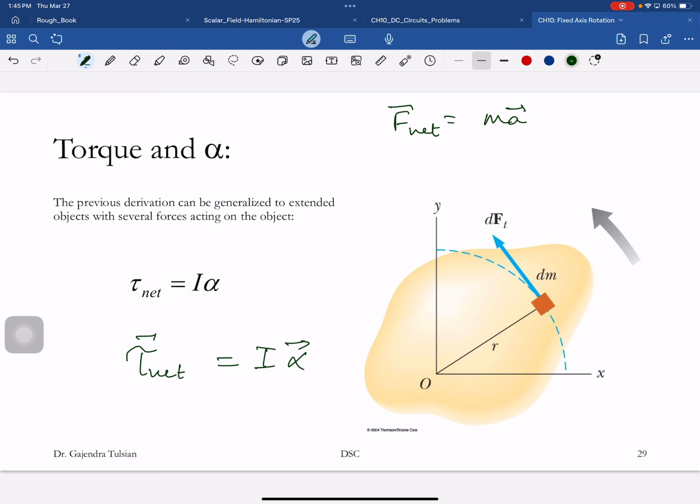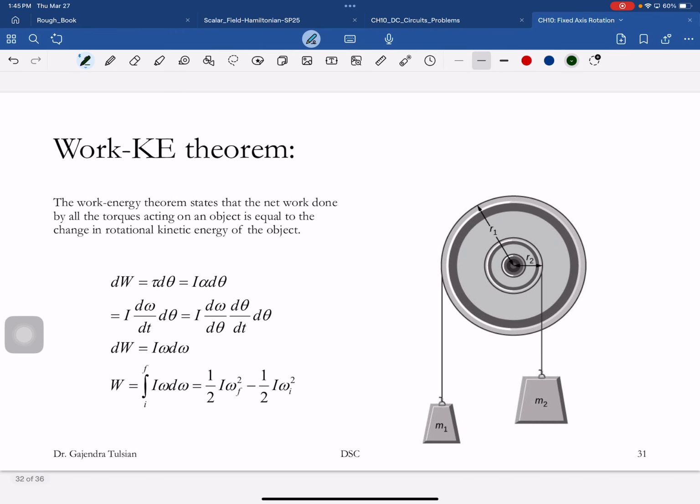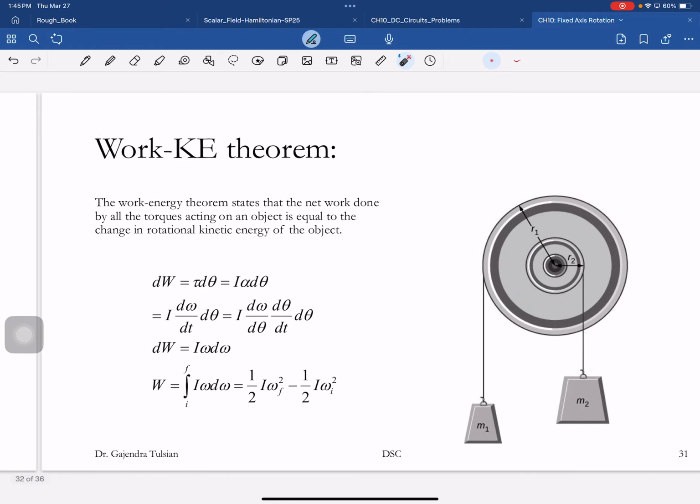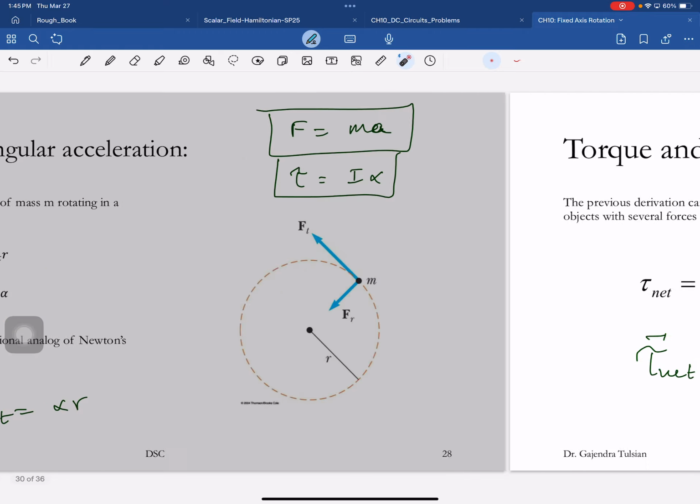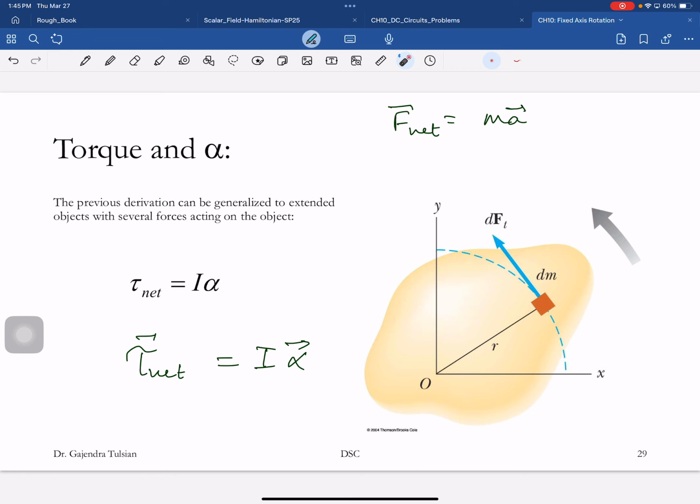So here's a situation. Let's say here is a pulley wheel. This mass is trying to rotate it clockwise. This one is trying to rotate it counterclockwise. You just add them up. And remember, we took counterclockwise torques as positive and clockwise torques as negative. So you just add them up. So net torque is equal to I times alpha.